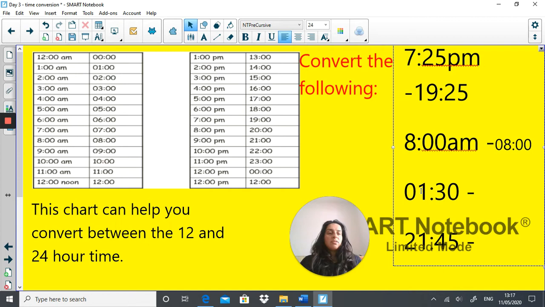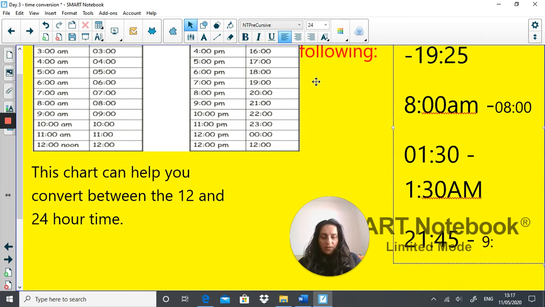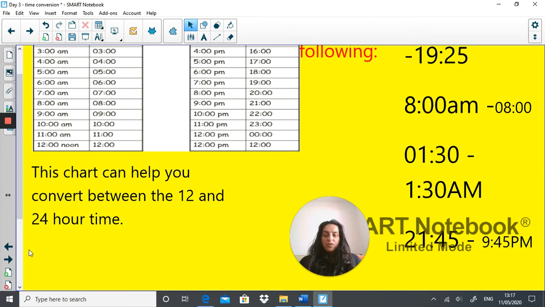Now 01:30, I'm going to look up here. So 01 is 1 in the morning. So that means it's 1:30. So it'd be 1:30 a.m. Okay, and 21:45. 21 in 24-hour clock is here. That's 9 p.m. The time here will be 9:45 p.m. So hopefully you got those right. If not, don't worry. There's plenty of opportunity for you to practice as the lesson goes on.